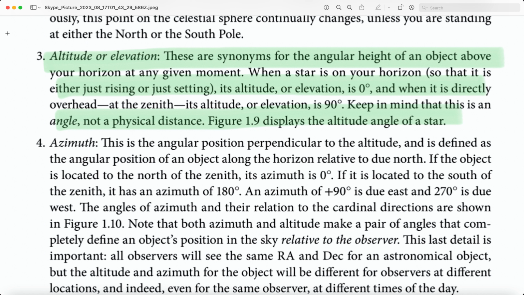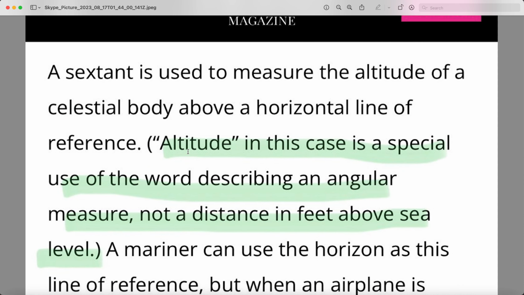But these two, I have another two citations on this, but just two is enough. Altitude or elevation. These are synonyms for the angular height of an object above your horizon at any given moment. When a star is on your horizon, so that it is either just rising or just setting, its altitude or elevation is 0. And when it is directly overhead at the zenith, its altitude or elevation is 90 degrees. Keep in mind, this is the important part, that this is an angle, not a physical distance. So they're not claiming a physical distance, just an angle.